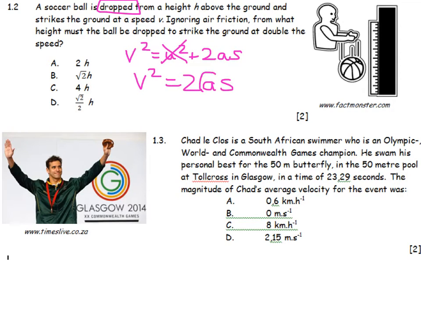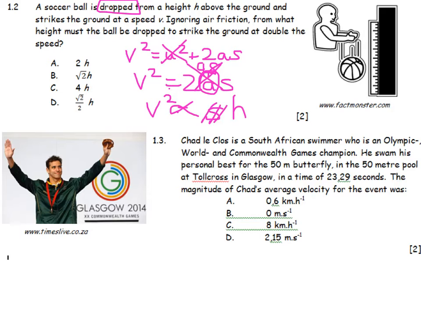You know that the acceleration on Earth is going to stay the same. It's going to be 9,8 the whole time. So I can ignore that, and I land up with v squared is proportional to the distance, which they've told me is h in this case. So what do they say? From what height must the ball be dropped to strike the ground at double the speed?